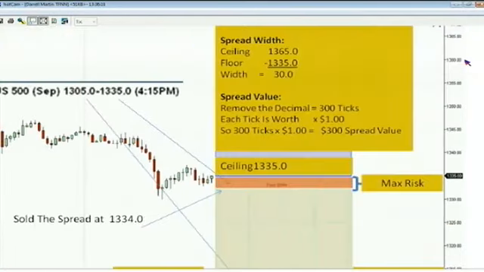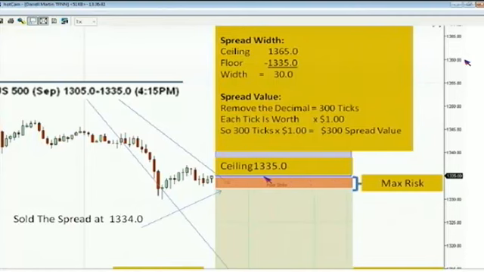But more than anything else, you want to make sure you understand the mechanics, and that's the strategy of the trade. So how does the trade work? How does the risk work when you sell the spread versus when you buy the spread? When I sell the spread, what I know is my risk is going to be from where I sold the spread all the way up to the ceiling. The ceiling being 13.35.